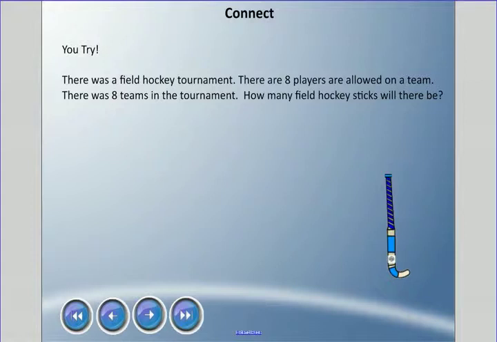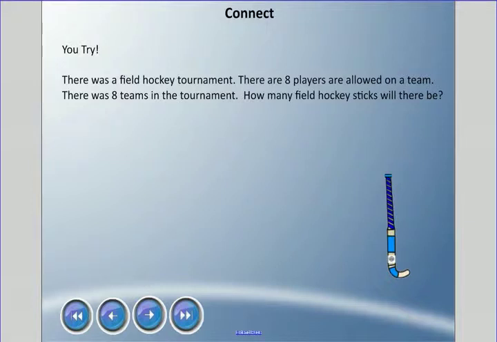All right, I get you to try one. Let's say there's a field hockey tournament. And I know this is not true, but I think you're allowed 16 players on a team for field hockey. But let's pretend there's 8 players allowed on a team. Well, what if there's 8 teams in the tournament? So there's 8 players on a team, and there's 8 teams in the tournament. How many field hockey sticks will there be? I'm gonna get you to pause there for a sec and press play when you're ready.